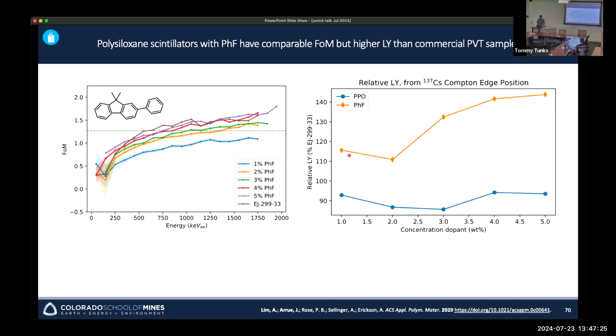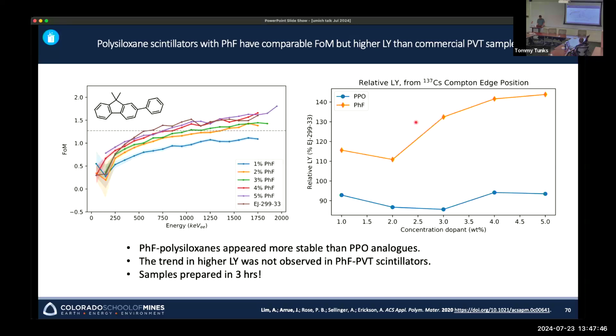And so in some cases, the light output can actually exceed that of the commercial samples. And so in this case, our phenylfluorine dopant works much better than the PPO. In the plastic scintillator system, the PPO works better than our phenylfluorine. So we don't know the reason, but there's definitely differences. And all of these again is just put them in the oven at 150 degrees. It's just like baking a pie. Just throw it in there, 3 hours, pull it out, and it's done.